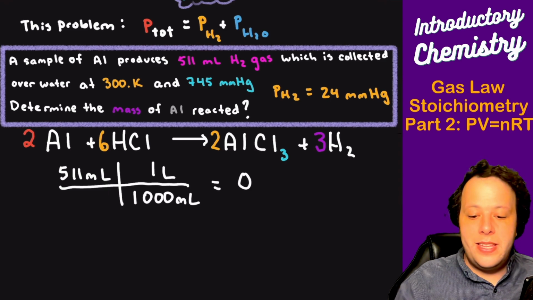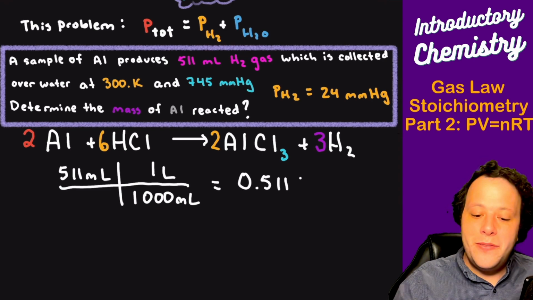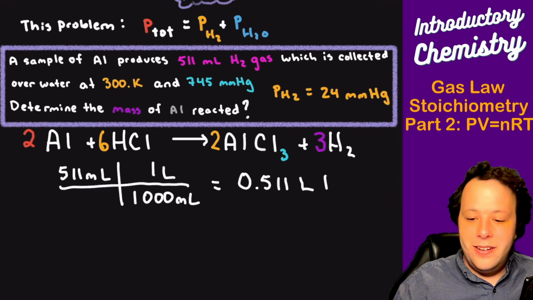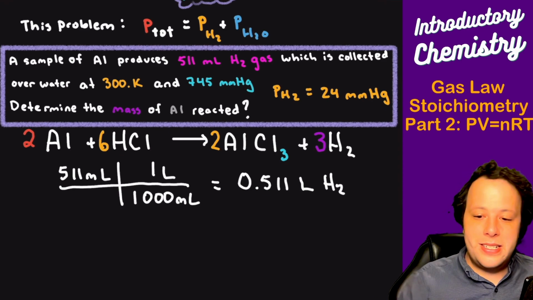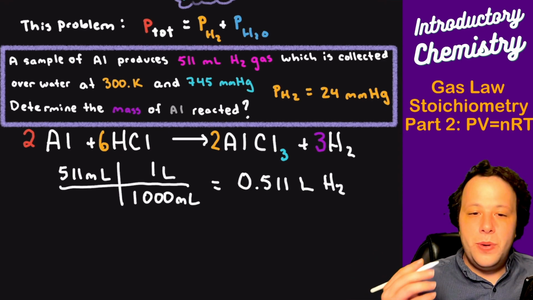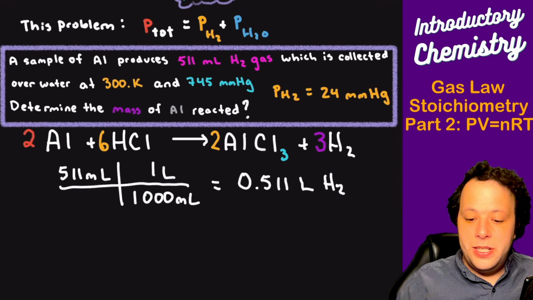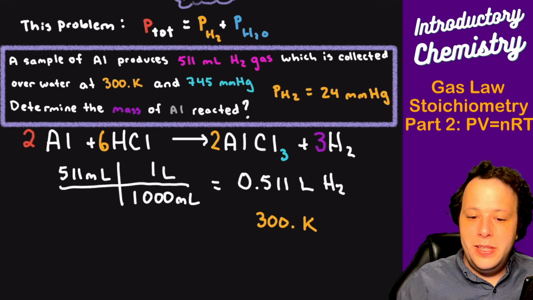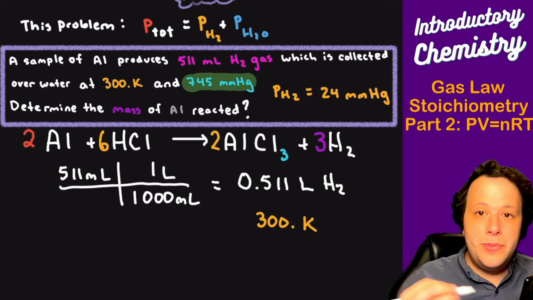So we'll divide by 1,000 and we'll have 0.55 liters of H2 gas. Okay, so that's part of it. We have 300 Kelvin, so that one's okay. So we can write that down as well. And we also have 745 millimeters of mercury in the problem too.